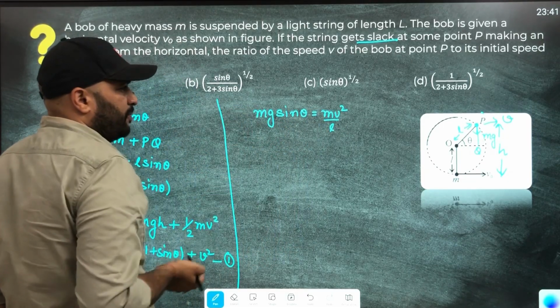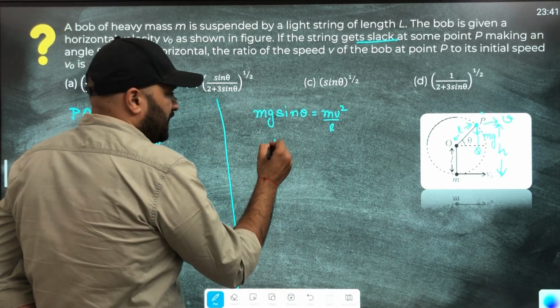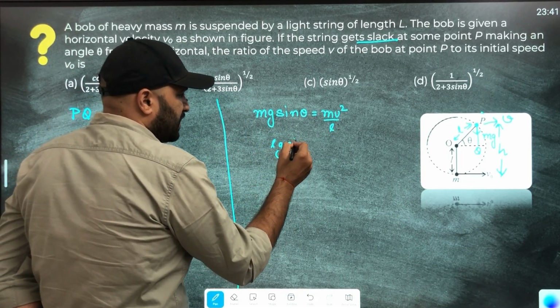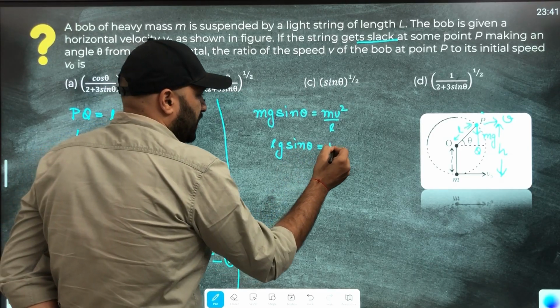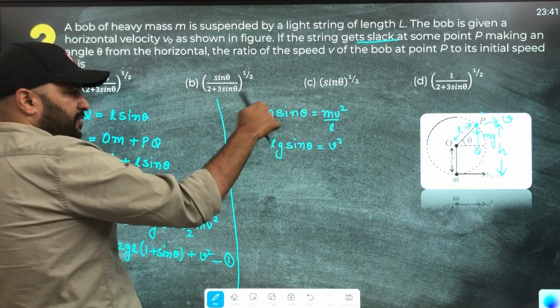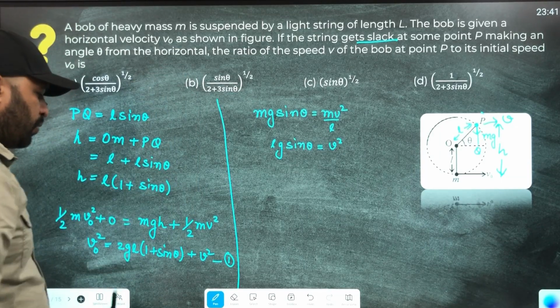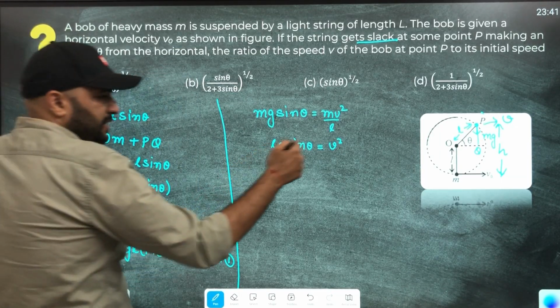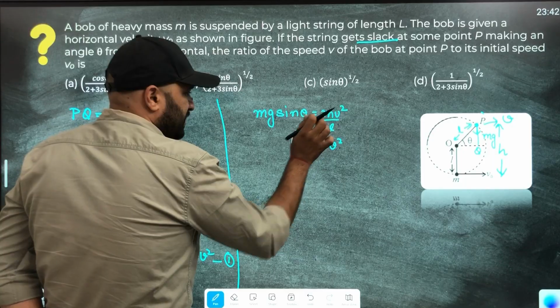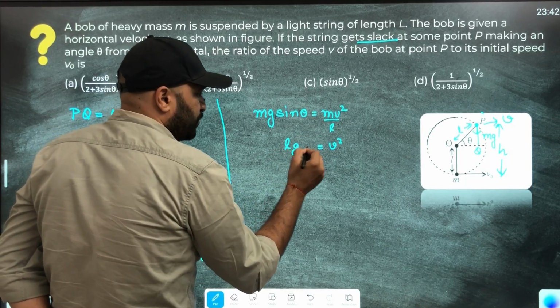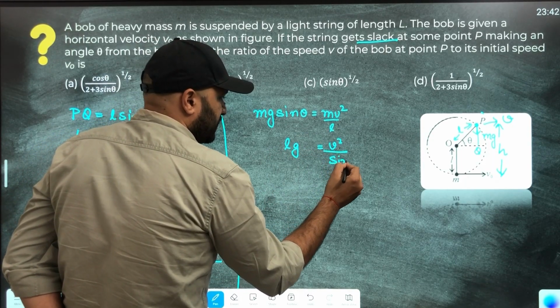Let's cancel out m with m. And let's find Lg sine theta is equal to V square. Let me repeat again. M cancels with M. I took L on the other side. Now what is Lg here? Let's take the sine theta on the other side. So Lg here is V square by sine theta.